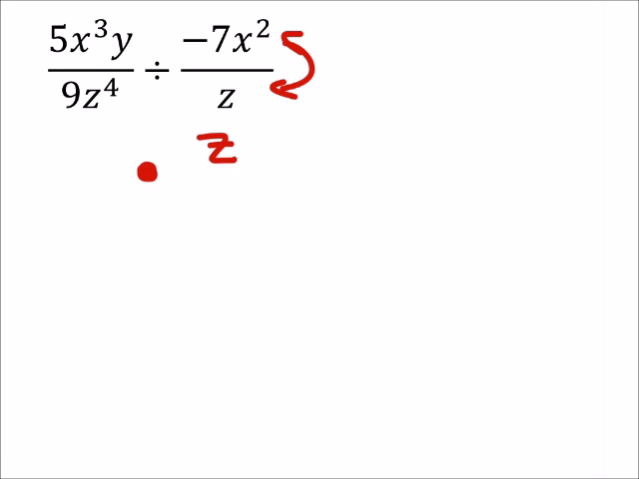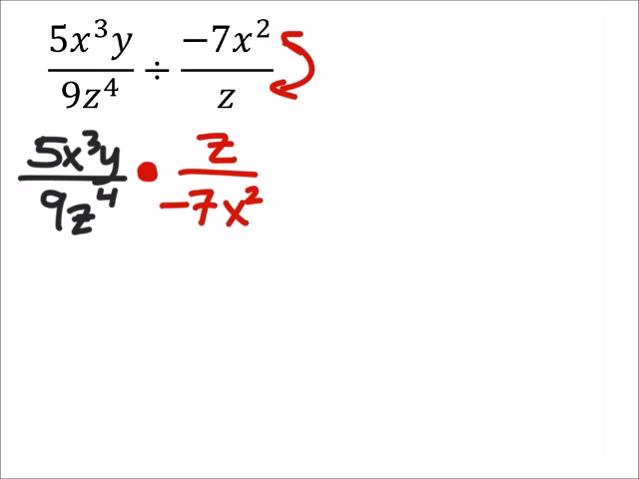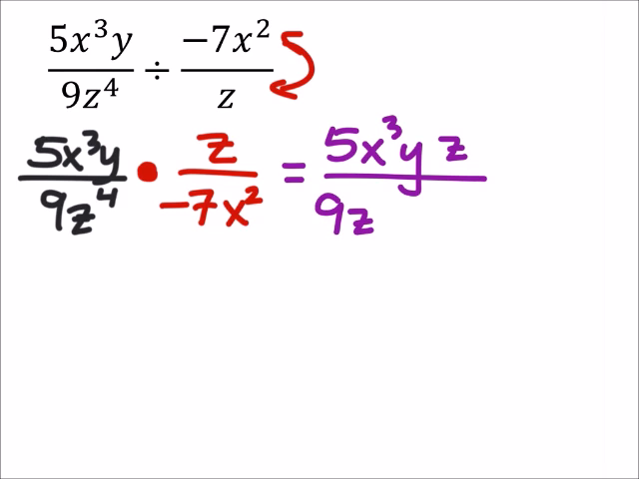So that gives us z over negative 7x squared. And we didn't change anything about that first term. So now, since we're multiplying, we can multiply the numerators and denominators. So I've got 5x cubed y times z all over 9z to the fourth times negative 7x squared.